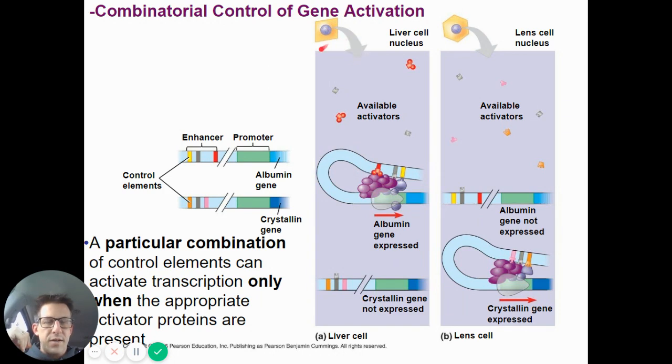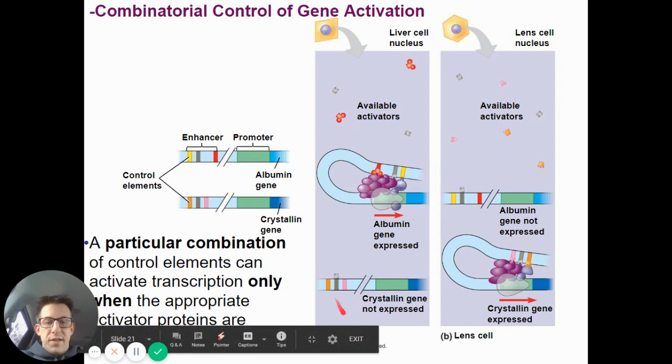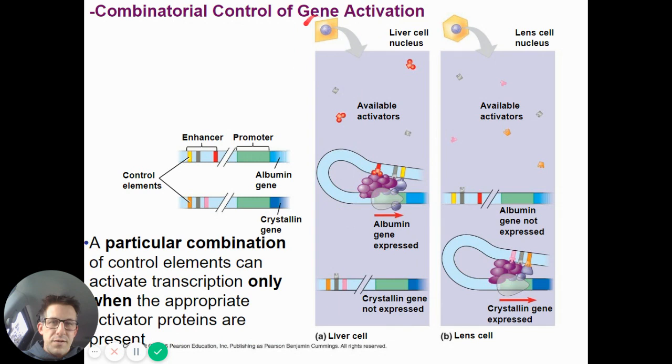This picture right here illustrates how the liver cell is going to express an albumin gene. Okay, you want albumin expressed in your liver. Okay, but you do not want the crystalline gene expressed in your liver. Then you'll start making eyeball parts. Okay, and the way this occurs is that the genes in your liver cells are going to utilize certain activators. And those activators are what are going to be available to only turn on a certain type of gene.